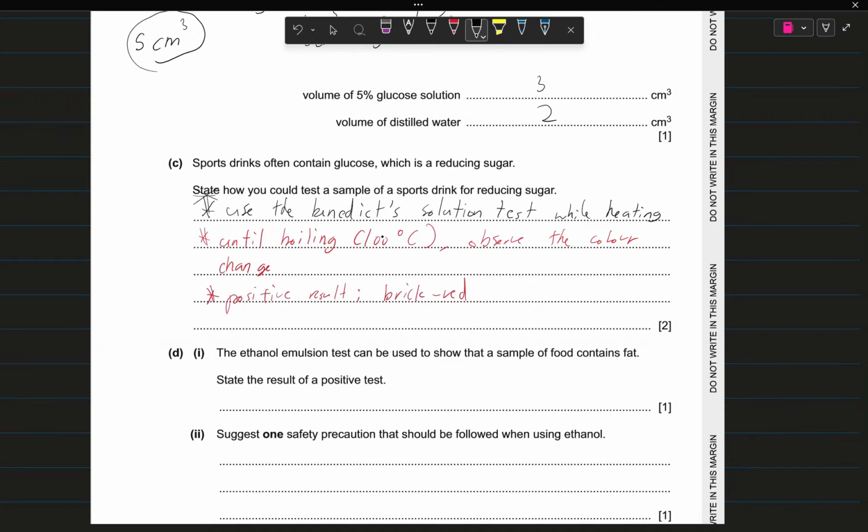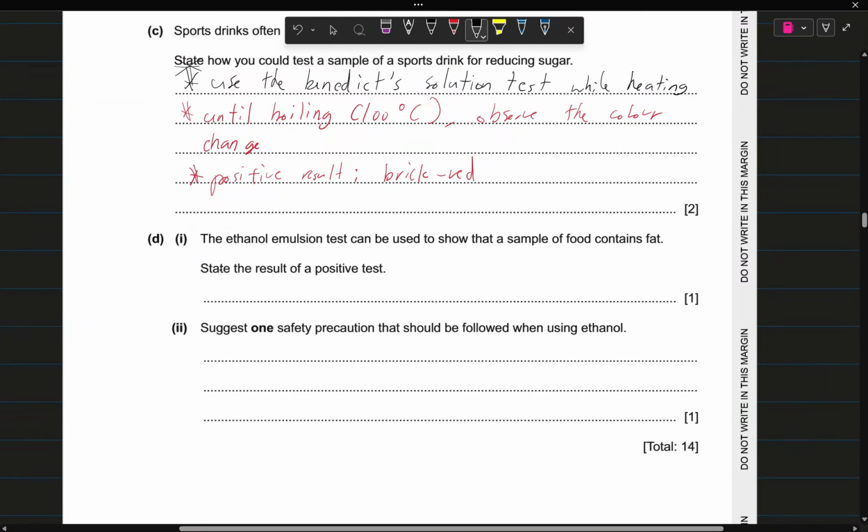Okay, so that's that. Let's go on with part D. The ethanol emulsion test can be used to show that a sample of food contains fat. State the result of a positive test. So they were generous enough to give you the test. Now you should recall what the positive result would be. When there is fat present and you use an ethanol emulsion test, the solution will turn cloudy. So the result would be a cloudy or milky solution. Either works, up to you.